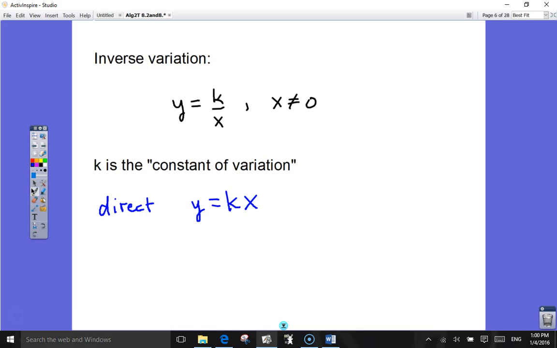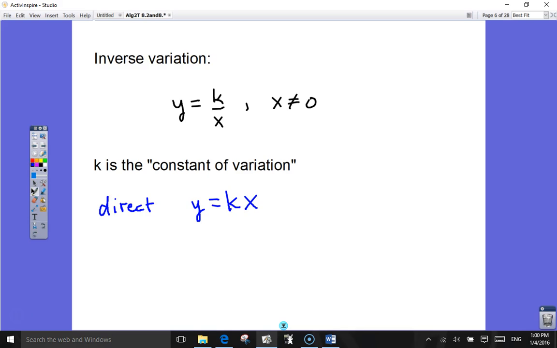But with an inverse variation, because the x is in the denominator, when I make the denominator of the fraction bigger, it makes the y smaller. Or if I make the x smaller, it'll make the fraction bigger and y bigger. So they're going to change in opposite directions. That's inverse. Direct, they change in the same direction, and inverse, they change in opposite directions.